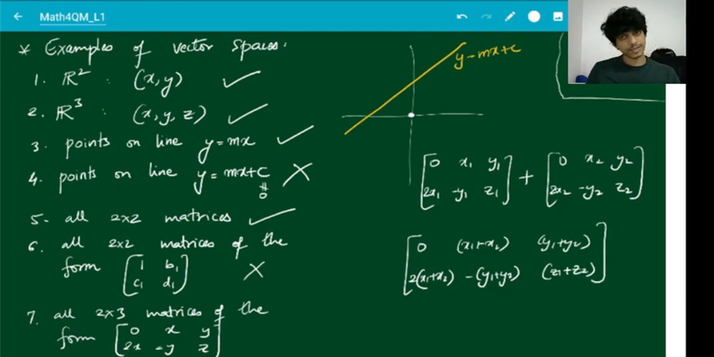Similarly, you can check scalar multiplication, the existence of zero, and the existence of additive inverse. All of them will work. So this is also a vector space. Okay, so these are some common examples of vector spaces.